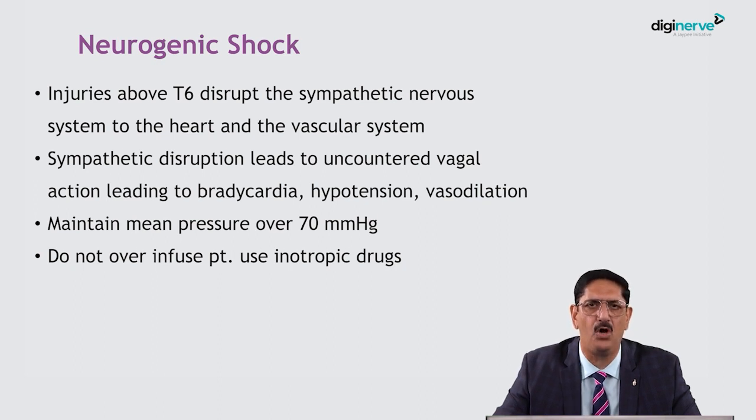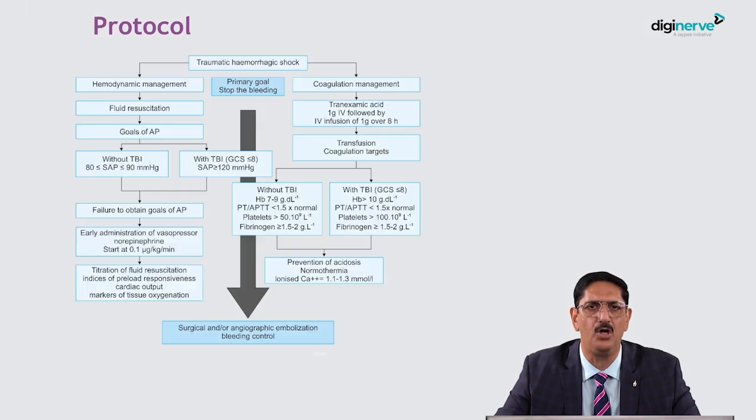And neurogenic shock is a hemodynamic shock where there is a disruption of the sympathetic drive and therefore they are vasodilated. In these patients, we do not use abundant fluids, but we must start a vasopressor or an inotropic drug early enough in resuscitating neurogenic shock.